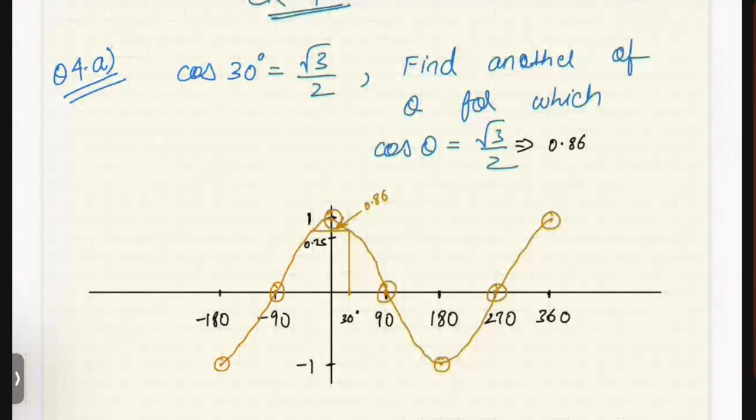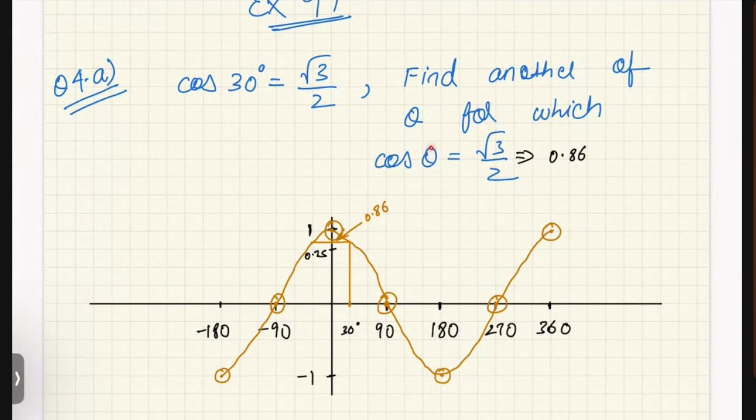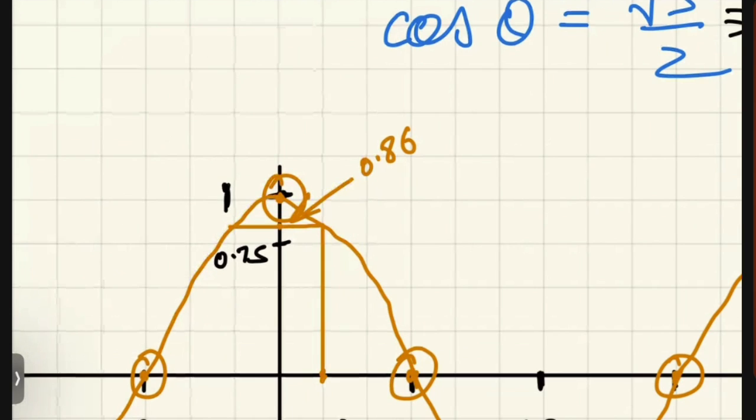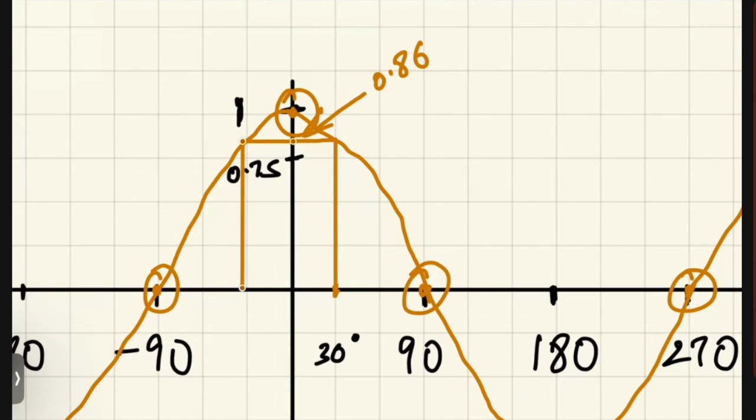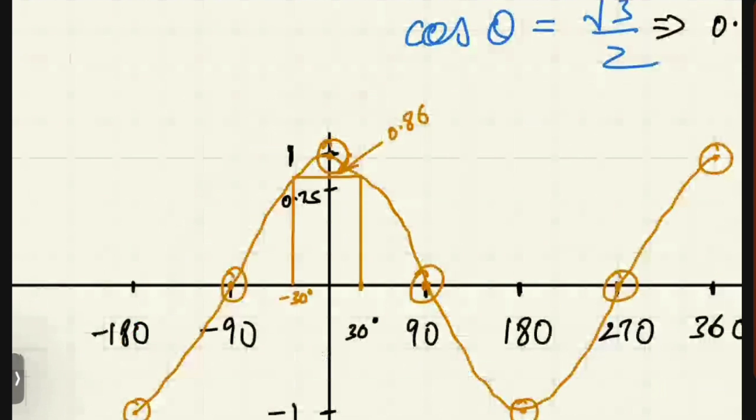So this is the value of 0.86, correct? What we need is another theta angle. So when you need theta, you will drop a perpendicular from the y-axis onto the curve so that our curve comes down and gives us the value theta. Make sense? Now the answer is actually minus 30 degrees, right? Root 3 by 2 at minus 30 degrees. So minus 30 degrees will also be root 3 by 2.